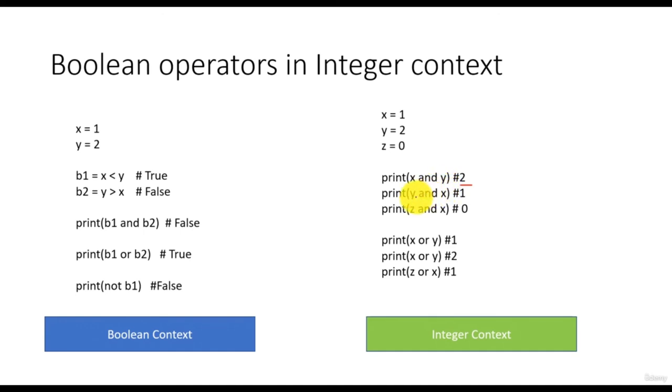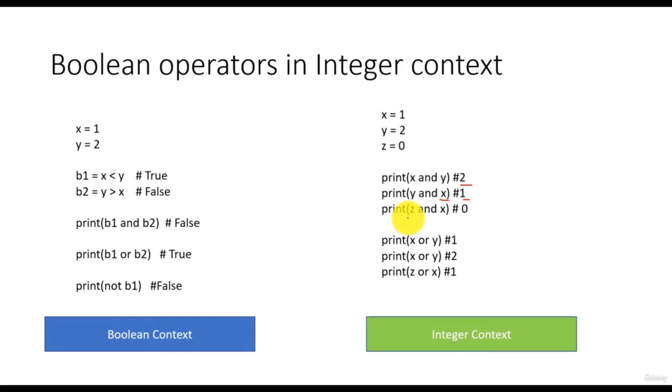Similarly, when we say y and x, the last operand that gets evaluated is x and the value of x is 1, so the result is 1. Now let us take the next example. In this case, the value of z is 0, which is considered as false.